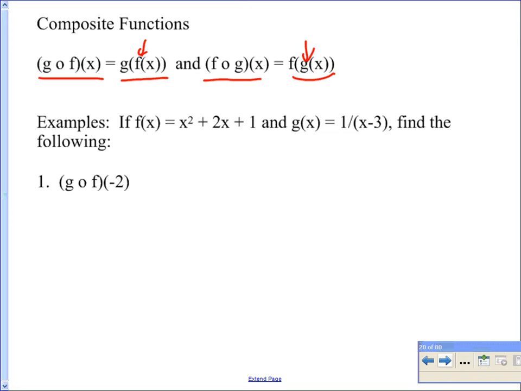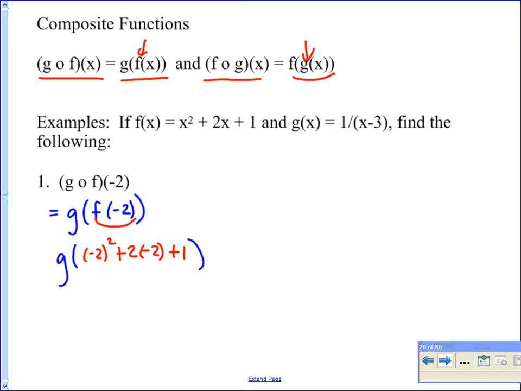Here's an example. You've got your f of x and you've got your g of x, and what we're going to do is find g of f of negative 2. So this can be rewritten as g of f of negative 2. Well, first we want to focus on finding the inside. Okay, so you work from the inside out. So f of negative 2, but we're going to keep our g in place and then simplify as we go. And I'm going to use red to talk about what I'm doing. So I'm going to my f, and everywhere I have an x in my f function, I'm inputting a negative 2. So negative 2 squared plus 2 times negative 2 plus 1.